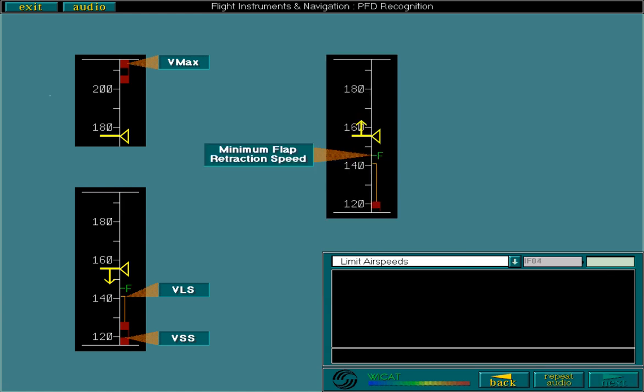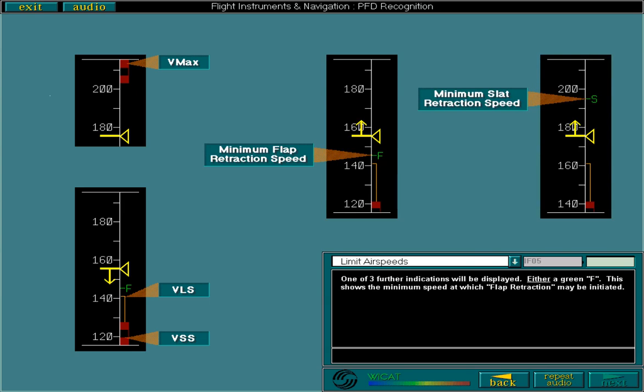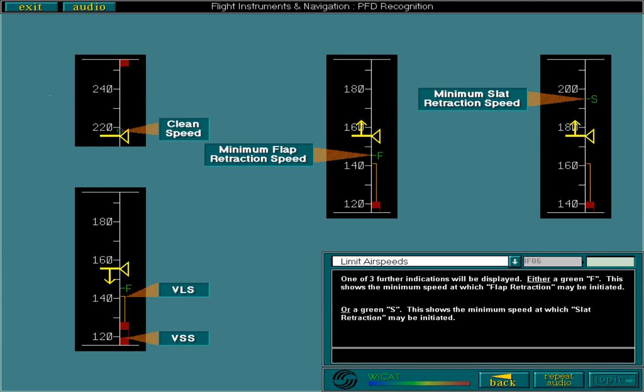One of three further indications will be displayed. Either a green F, this shows the minimum speed at which flap retraction may be initiated, or a green S. This shows the minimum speed at which slat retraction may be initiated, or a green dot, which shows the optimum speed with a clean configuration.